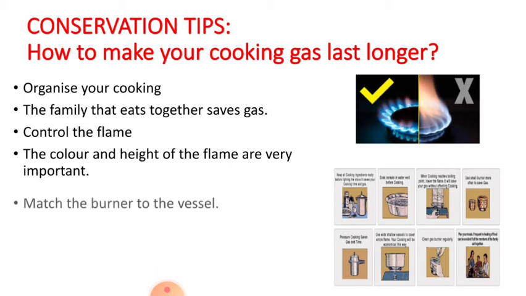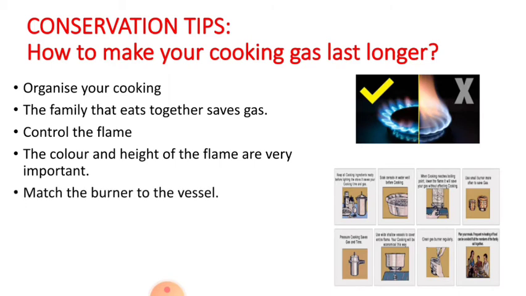Next one is match the burner to the vessel. It means use small vessels on small burners and large vessels on large burners, as a large burner consumes 15% more gas. We can also control the flame as required. If we use a flat bottom vessel on the burners, it will spread the heat to a wider area and food can be cooked quickly and uniformly. This saves time and energy both.